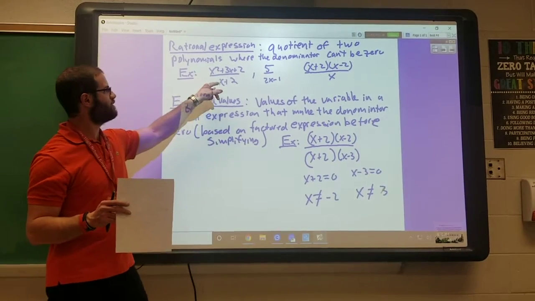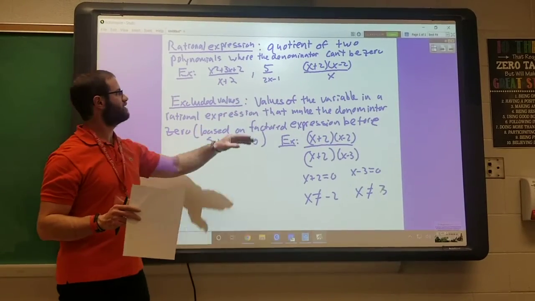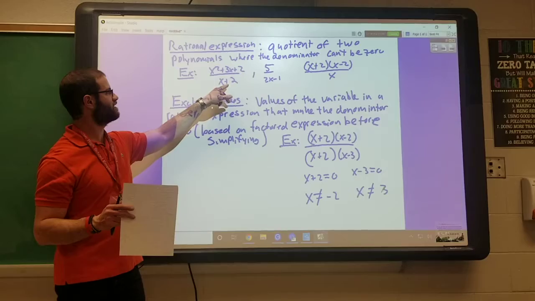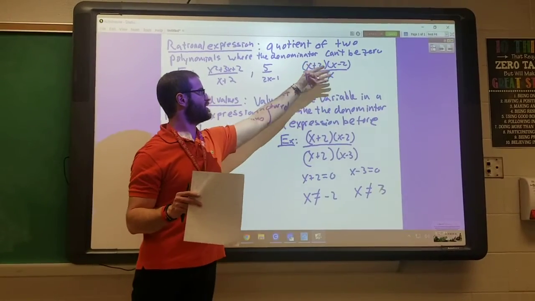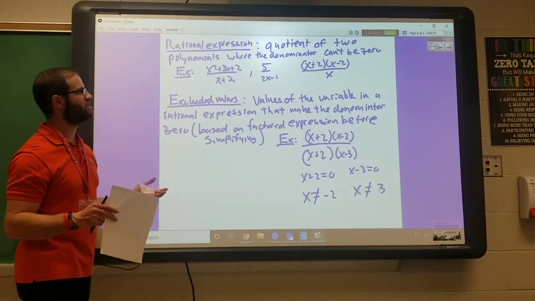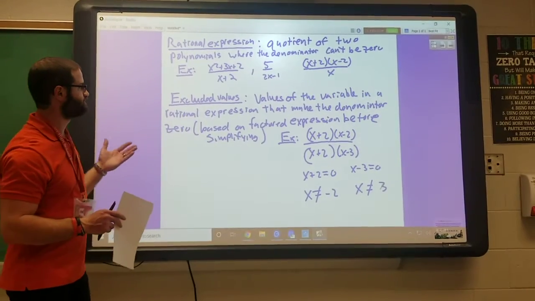Here's just some examples of rational expressions. x squared plus 3x plus 2 over x plus 2, 5 over 2x minus 1, (x plus 2)(x minus 2) over x. So those are all examples of rational expressions.